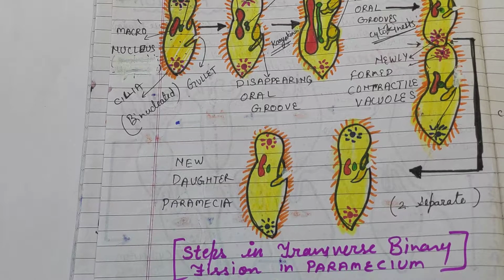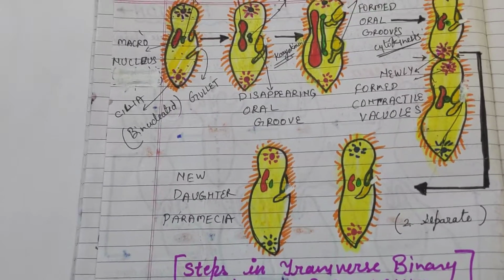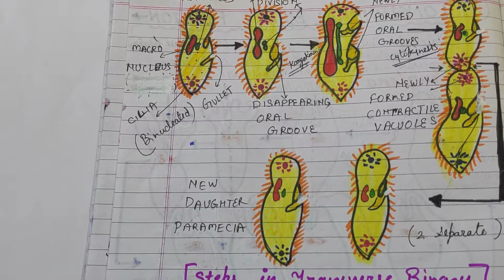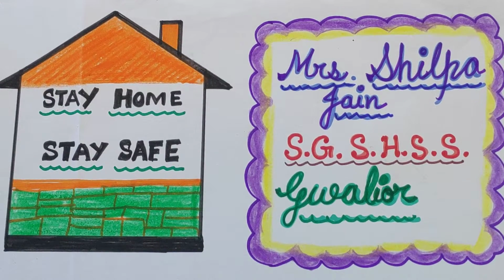Now children, now students, you have to understand, you have to learn, you have to copy down in your notebook and revise them again and again. Now I will teach you another type of fission, that is multiple fission, in my next video. That's all for today. I hope that all of you have understood this topic, and I will explain another part of this fission in my next video.